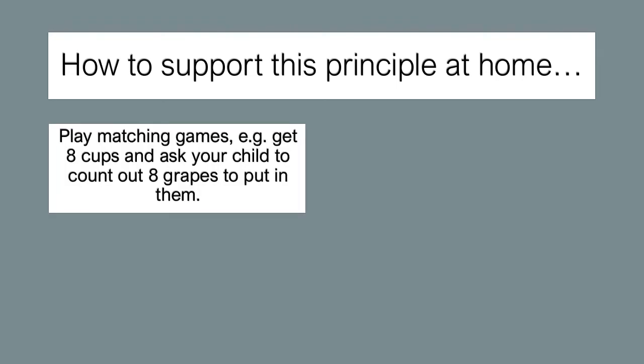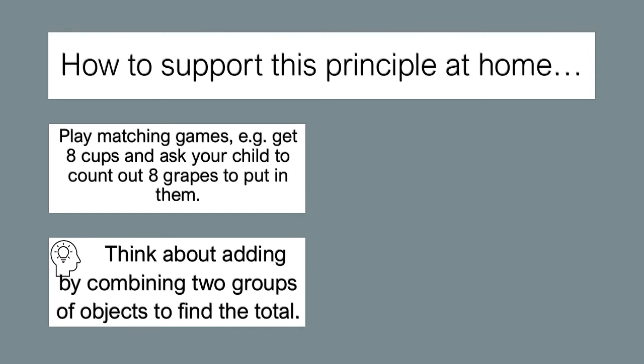How to support this principle at home? So you could play matching games. For instance, you could get 8 cups or plates and put them out in front of you, and then ask your child to put 8 grapes or pieces of fruit, pieces of cucumber or carrot, with 1 in each cup. So they're really having to think about how many they need. They're not just counting how many there are, but they're thinking about what is the total value that they need for it to match.